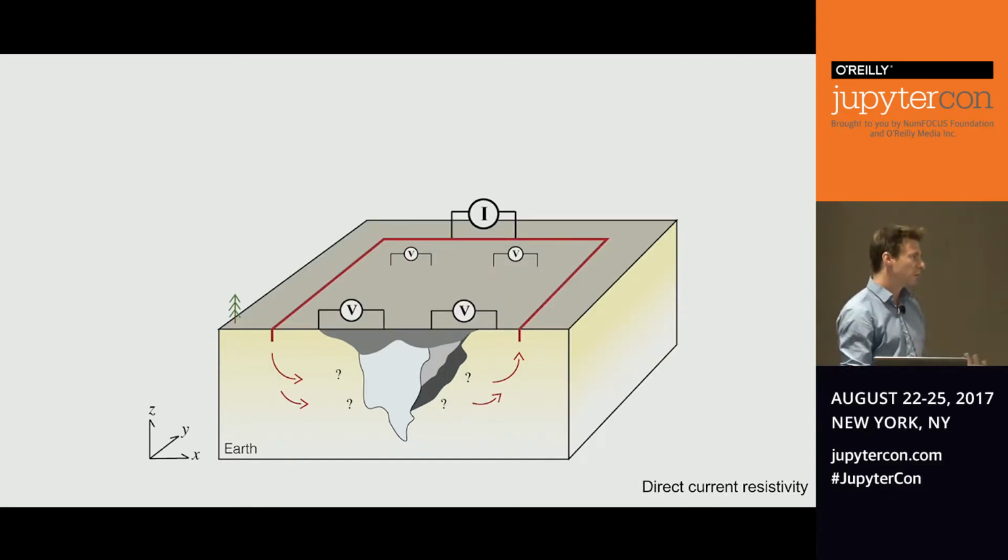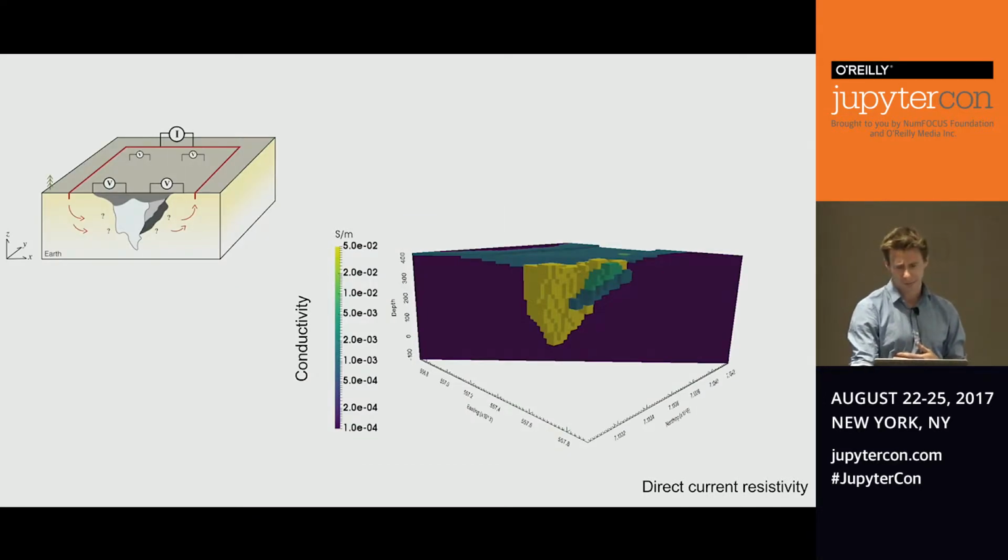One of the classical applications of electromagnetics geophysics is direct current resistivity. This is basically like using the Earth as a giant resistor. You're solving the equation V equals IR in 3D using a partial differential equation. You're measuring potential differences, so the voltages all across the surface, and then you're using those data to reconstruct the image of the physical properties in the subsurface.